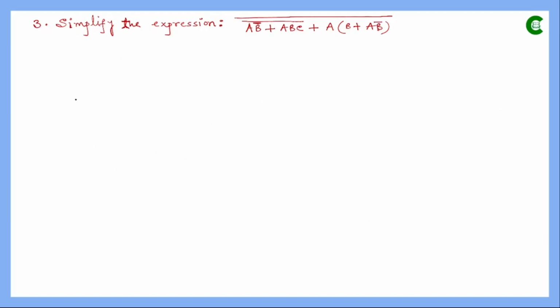Now in the third problem, again we have a Boolean expression that we need to simplify. So let's proceed.